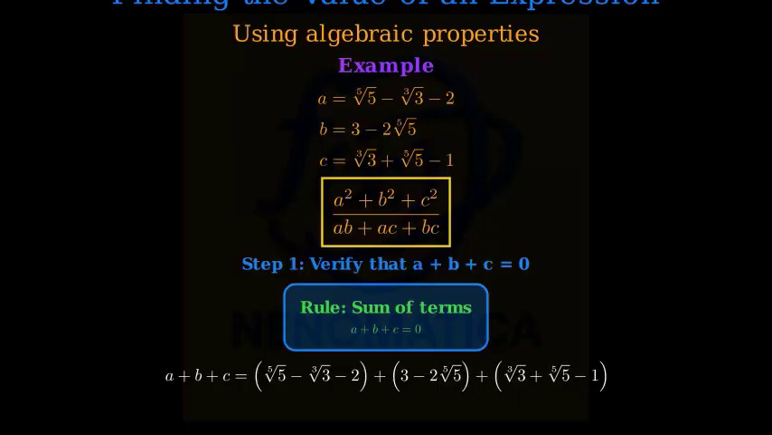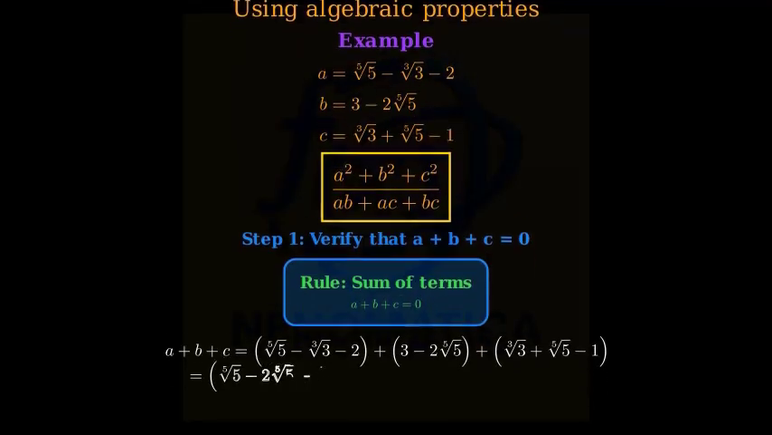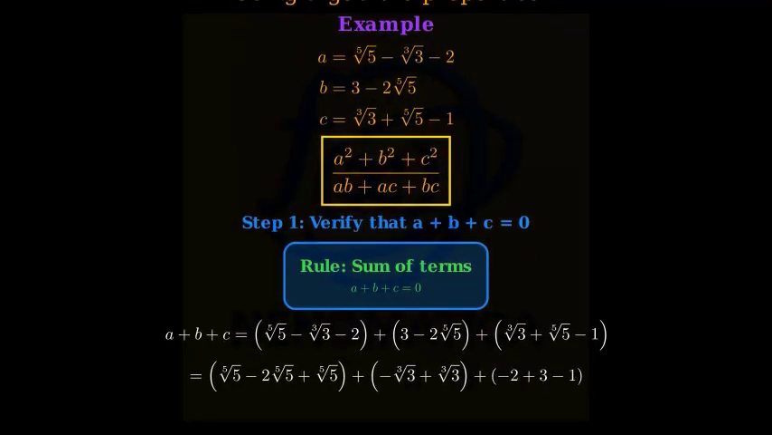A plus b plus c equals the fifth root of 5 minus the cube root of 3 minus 2 plus 3 minus 2 times the fifth root of 5 plus the cube root of 3 plus the fifth root of 5 minus 1. Now let's group like terms. For the fifth root of 5 terms, we have the fifth root of 5 minus 2 times the fifth root of 5 plus the fifth root of 5, which equals 0.